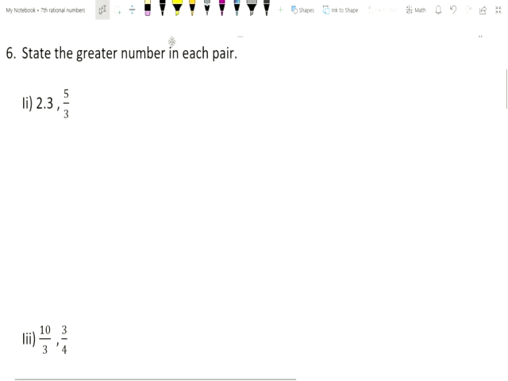Sixth one. State the greater number in each pair. Okay, so 2.3, comma, 5 by 3. 2.3 is a decimal, so you keep it as it is. Just convert that 5 by 3 into decimal form. After that, you compare and say which number is greater.